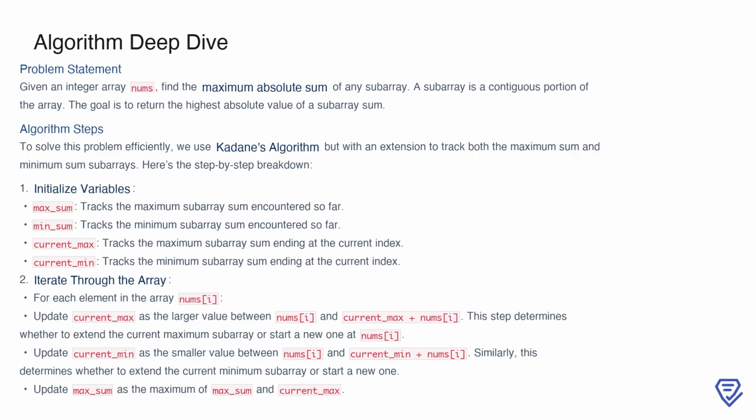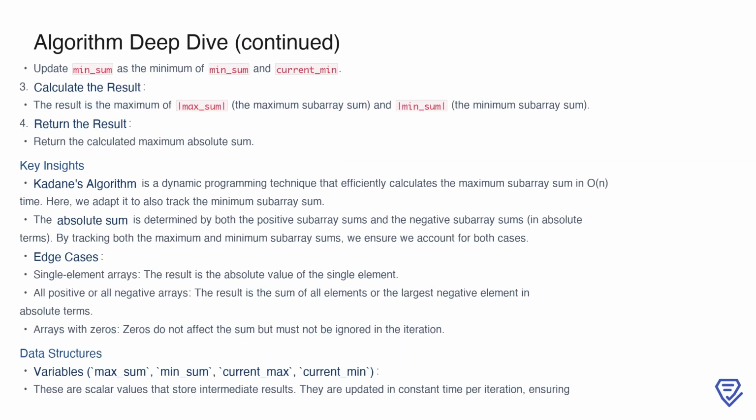The algorithm begins by iterating through the array. For each element, we update current_max to be the greater of the current element or the sum of the current element and the previous current_max, ensuring we always track the best possible subarray ending at this point. Similarly, we update current_min to track the smallest subarray sum ending at this point. With these values updated, we then adjust max_sum to be the maximum of itself and current_max. This ensures we are always tracking the global maximum subarray sum found so far. We follow a similar process for min_sum, updating it to the minimum of itself and current_min for each element.